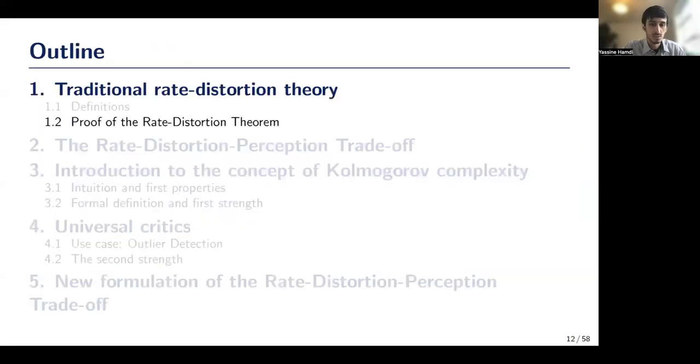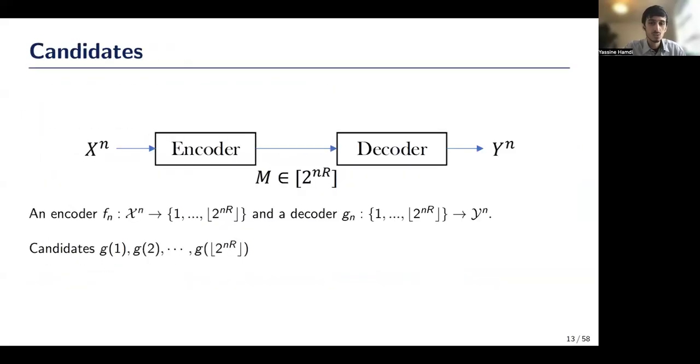So let's look at the proof very quickly. We can think about the problem in a slightly different way. Because the encoder is deterministic and the decoder is deterministic, that means that yn actually cannot take many values. The only values that the sequence yn can take are these values: g of 1, g of 2, up to g of 2 to the nr, where g is the decoder. These are the only ones.